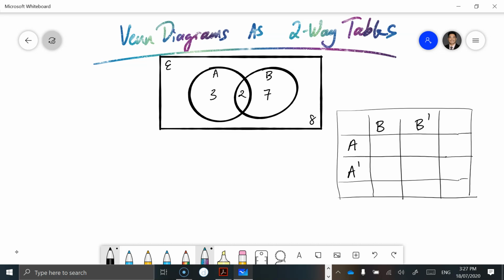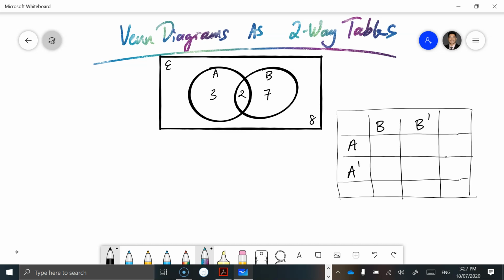And anything that exists outside of those two circles are those who don't belong anywhere. So here we could say that there are 3 students who study art and nothing else. We have 7 students who study biology and nothing else. We have 2 students who study both art and biology, and we've got 8 students who study neither art nor biology. Then we could say, well, how many students study biology? Well, it's the 2 plus the 7, which is 9. And how many people study art? Well, it's the 3 plus the 2, which is 5.